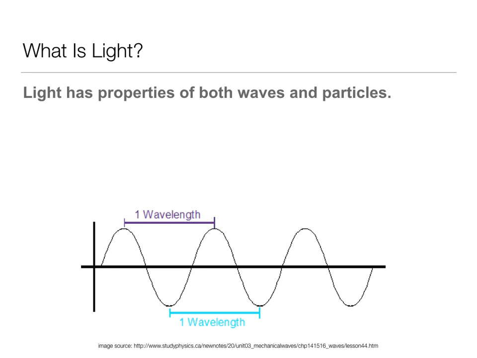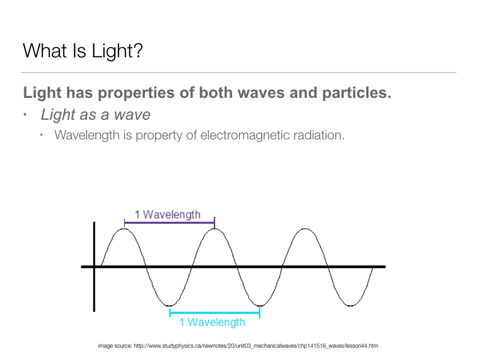So, again, we're not going to get super into physics here, but we've got to do an overview. Light has properties of both waves and particles. We're really going to focus on the waves, not so much the particles. So light is a wave. A wavelength is a property of this electromagnetic radiation, and a wavelength is the distance between two peaks or two valleys, okay? So here we have the purple, the distance between two consecutive peaks of a wave.